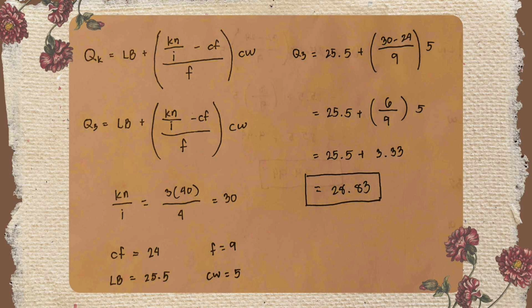Let's proceed to the solution. Now let's substitute. Q3 is equal to 25.5 plus (30 minus 24) over 9 times 5. Now, let's subtract: 30 minus 24 equals 6, then copy the denominator, which is 9, then multiply by 5. 25.5 plus 3.33. The 3.33 comes from 6 over 9 multiplied by 5. 25.5 plus 3.33 is equal to 28.83. 28.83 is our final answer.